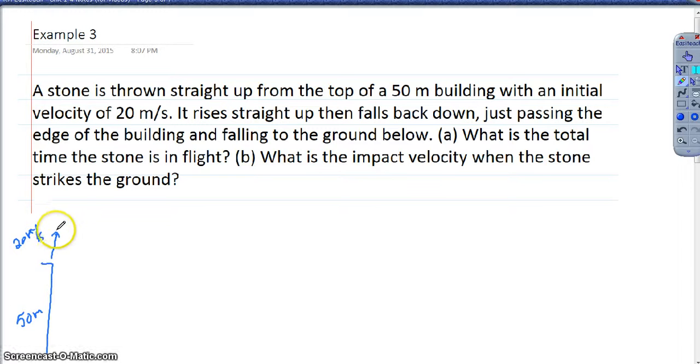So this is one of those situations in which we're assuming that it's going straight up in the air. It goes up, reaches its highest point, and then falls straight back down, but misses the building and then falls down to the ground. Okay, so we don't have to worry about any horizontal motion here. We're just strictly looking at moving straight up and down.